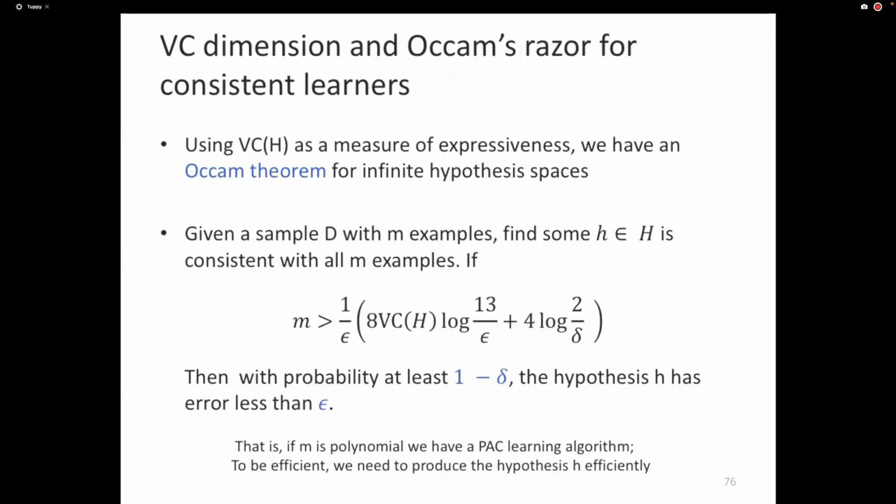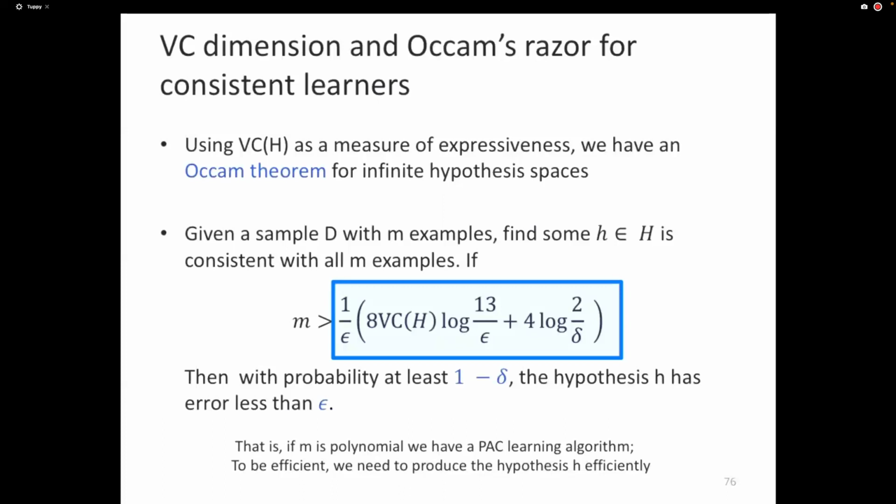If you have a consistent learner, what that means is you have a learner that always finds a classifier that perfectly agrees with every label in a data set. So given a set of examples, it will find some hypothesis. And this result says, if the number of examples that you have is more than this horrible looking expression, then with probability at least 1 minus delta, the hypothesis will have an error less than epsilon on future examples. And by error, I mean generalization error, of course.